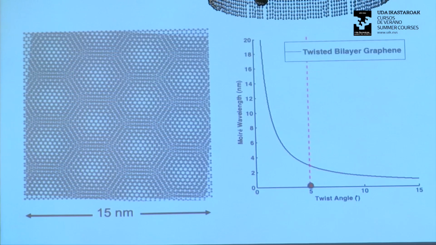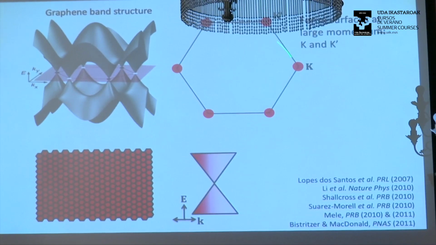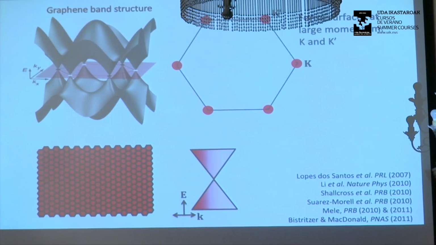So here we have graphene. This is the graphene band structure, these are the Dirac cones, this is the reciprocal space, momentum space. These are the Fermi disks if your Fermi energy is at some finite value. Now let's put another graphene sheet on top. If we put the graphene sheets on top, the reciprocal spaces also fall on top of each other.